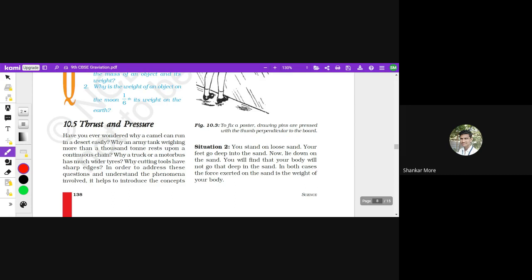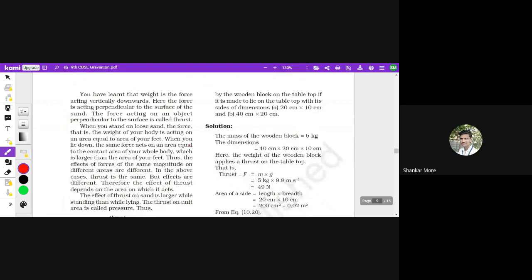Okay, why does this happen? To understand this, here is the explanation. Now you have learned that weight is the force acting vertically downwards. Here the force is acting perpendicular to the surface of the sand. The force acting on an object perpendicular to the surface is called thrust.